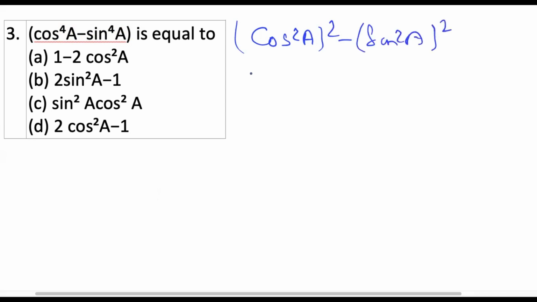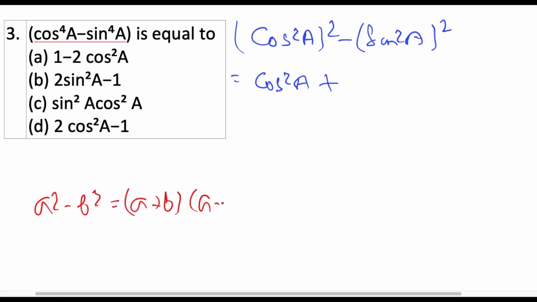Now, question is why should we do this? This is because we have a relation between sin square and cos square. Now, what I can do here, I can write this as A plus B into A minus B. We are using the identity A square minus B square is equal to A plus B into A minus B. So it's cos square A plus sin square A, multiplied by cos square A minus sin square A.